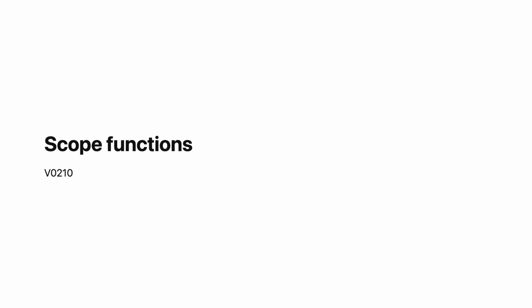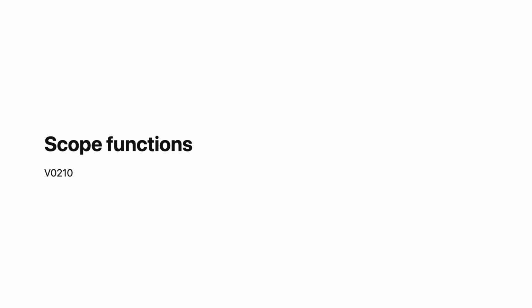Scope functions execute a block of code on an object. They create a temporary scope where you work with the object. When the block ends, the scope ends. All 5 scope functions do similar things. They differ in 2 ways: how you access the object inside and what they return.